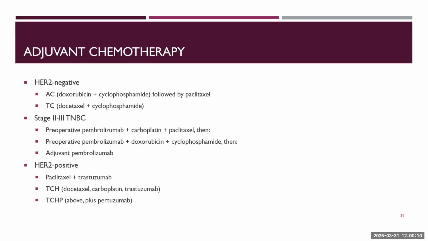For HER2 positive, some options include paclitaxel plus trastuzumab, or TCH, which is docetaxel, carboplatin, trastuzumab, or TCHP, which is docetaxel, carboplatin, trastuzumab, and pertuzumab. Trastuzumab and pertuzumab are anti-HER2 antibodies that we use to target the HER2 positive patients.